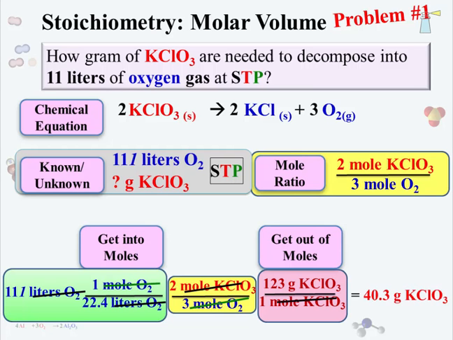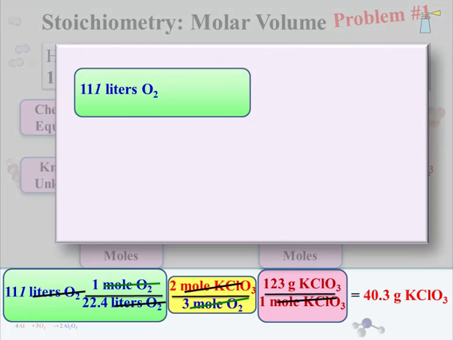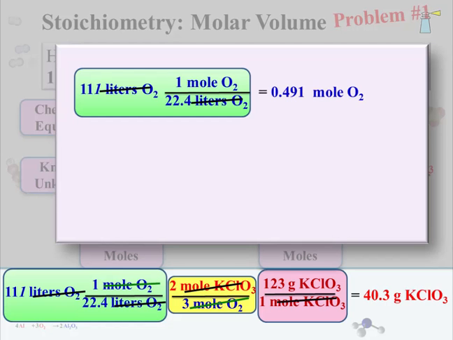40.3 grams of potassium chloride can at most decompose into 11 liters of oxygen at STP. Since some students prefer to solve the parts of the stoichiometry solution individually, those calculations will also be shown. Getting into moles of the current substance has 11 liters of oxygen multiplied by the molar volume of oxygen at STP. Units of liters cancel out, and an equivalent of 0.491 moles of oxygen is obtained.